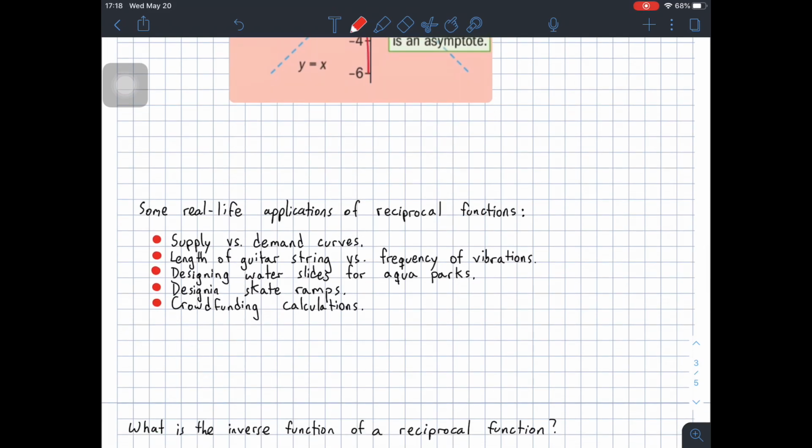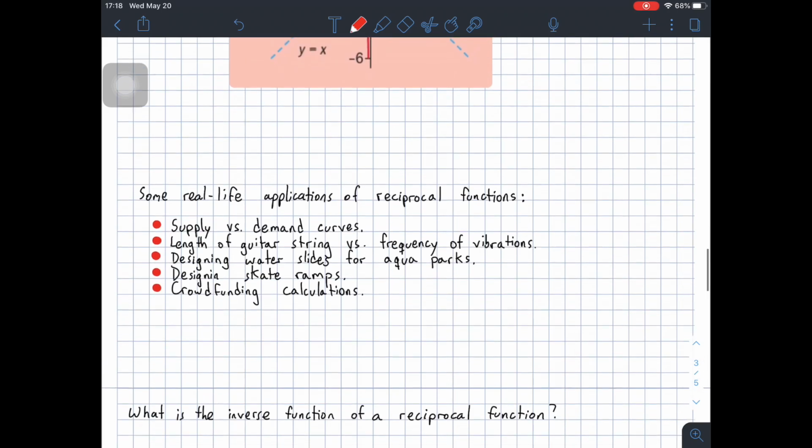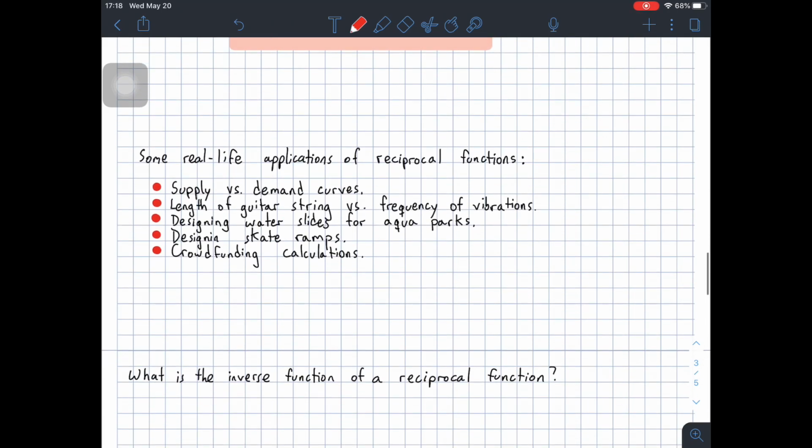Then we have length of guitar string versus frequency of vibration. The shorter the length of the guitar string, the higher the frequency of vibrations. So they are inversely proportional, which is a property that we saw in the beginning, in the first investigation we did. Then designing water slides for aquaparks.